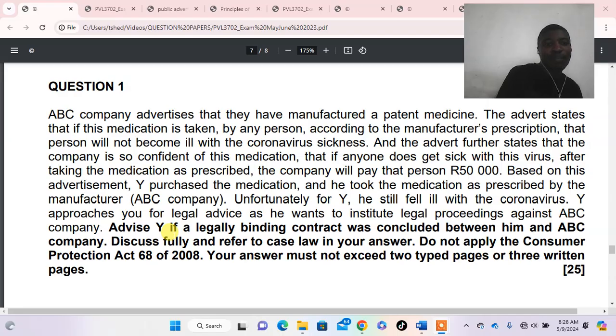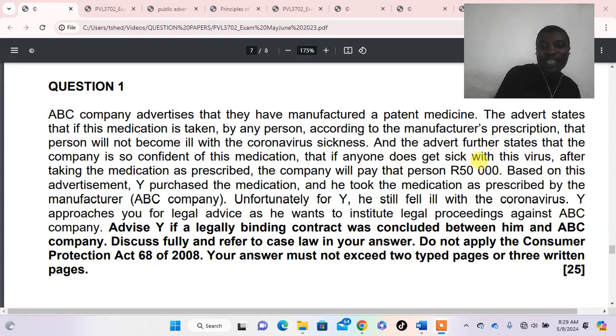Let's be honest, guys. When you hear that the company advertises, it means it's a public advertisement. The cases of public advertisement deal with an offer that is given to the public, right? Any one member of the public can accept the offer, unless the nature of the contract states otherwise. So the first thing when you go to answer the question, you check the nature of the contract that is given to the public, right? Never forget that.